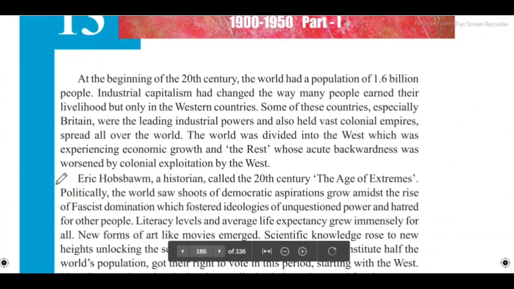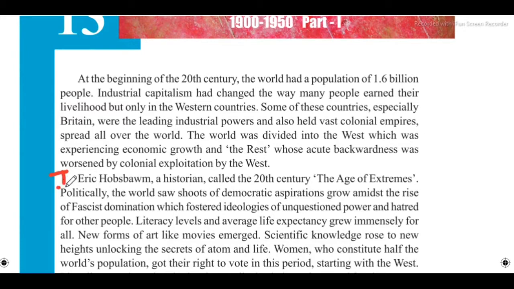Let us start the first part of this chapter, Eric Hobsbawm. Before learning about Eric Hobsbawm, this para is having 2 important points. One, at the beginning of the 20th century, the world had a population of 1.6 billion people. Right now, the population of the world is above 7.5 billion.